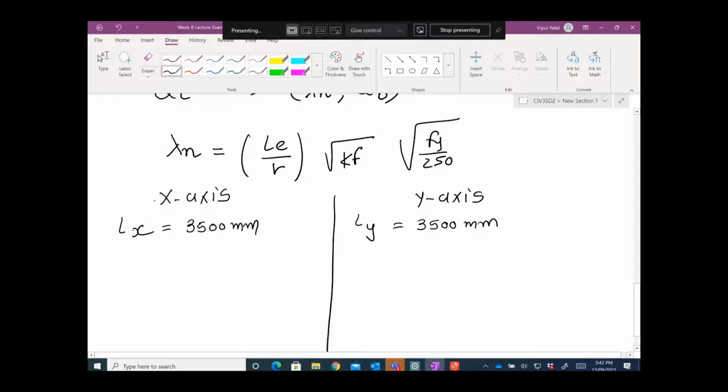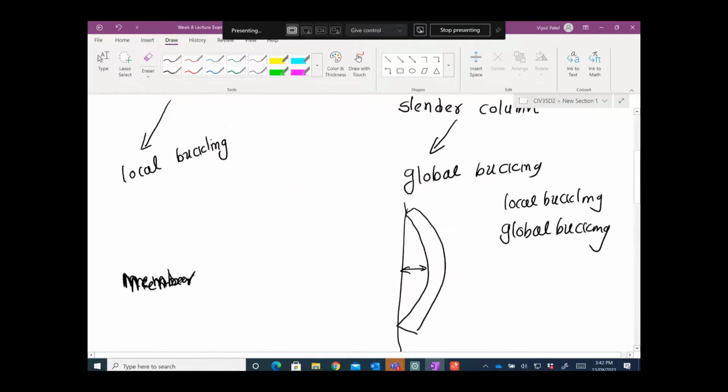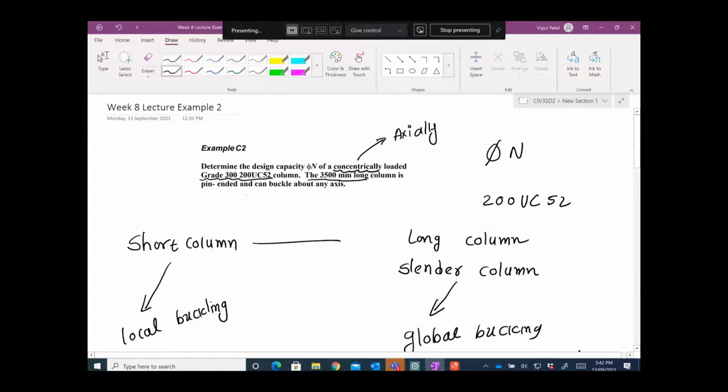Now if I want to calculate the effective length about the x-axis, we need to calculate Ke Lx, and the effective length about the y-axis, Ke Ly. Now what is Ke? Does it say which boundary conditions we have? The column is pin-ended. It is given here, pin-ended.